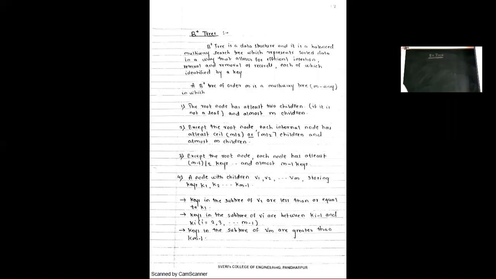Okay, very good afternoon. So now we will continue with the next point, that is B plus tree. I hope all of you have understood the B tree. Now next part is the B plus tree. So what is the difference between the B tree and B plus tree? That part we will discuss. First we'll discuss what is meant by B plus tree.